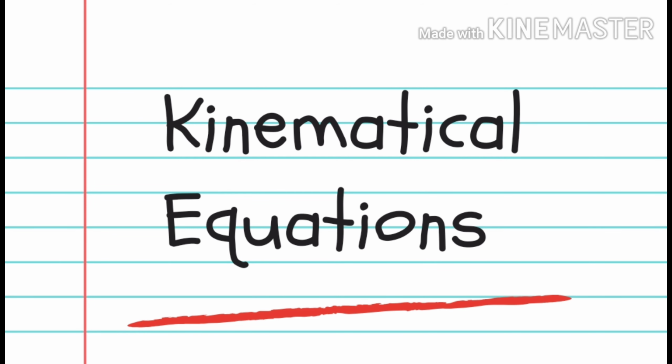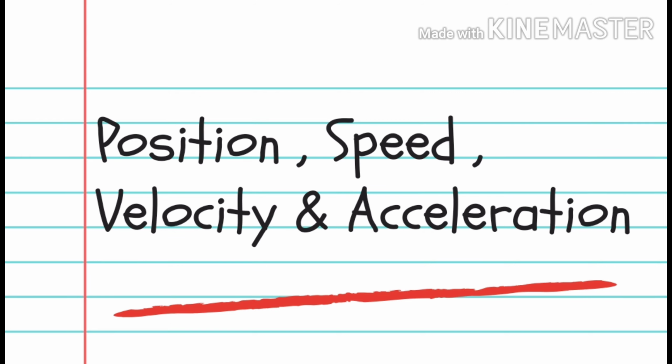Today we are talking about kinematical equations. What are kinematical equations? Kinematical equations are basically the equations which are used to find the position, speed, velocity and acceleration of the object at a given time, which is very great. We can find all these quantities just by using the equation.